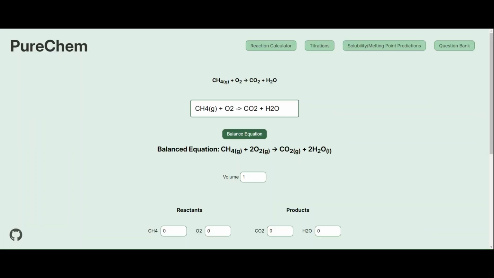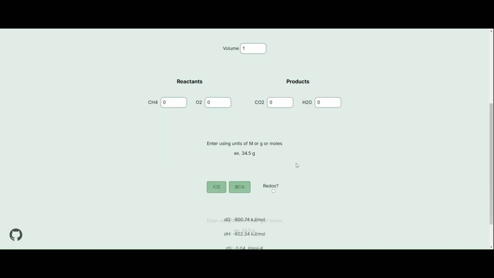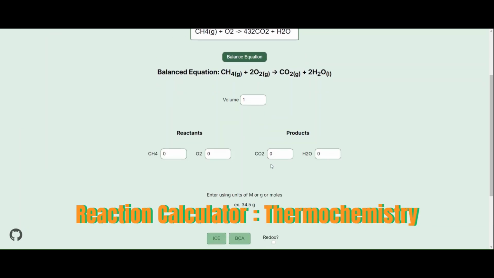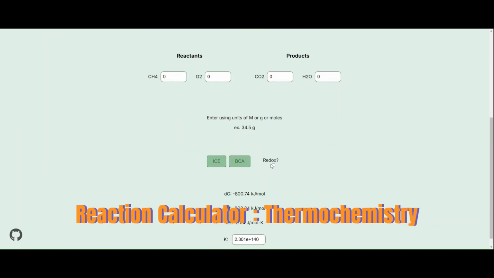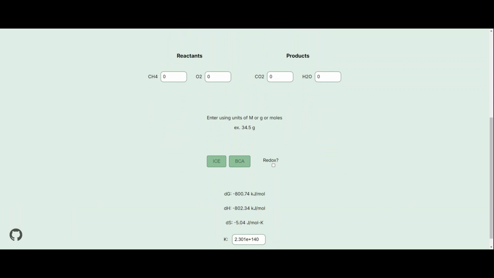As you can see here, this is our balanced equation, and we already have the states for each of the compounds in the reaction, even though we didn't input them here. Note that if we input original coefficients for our reaction, this will not affect our result. Down here, if we scroll down, we'll see the thermochemistry, or the thermodynamical data, of this reaction.